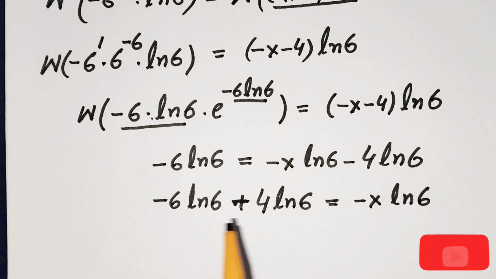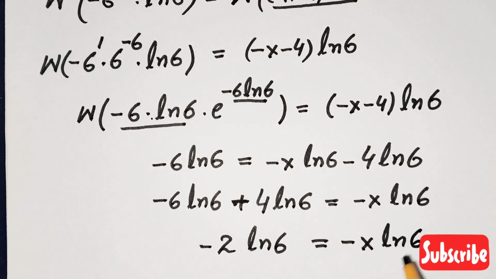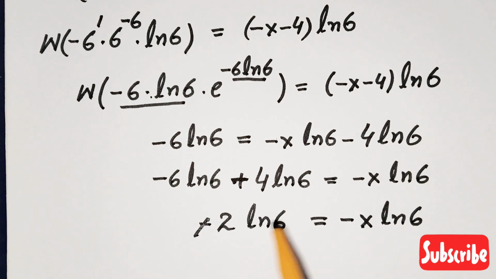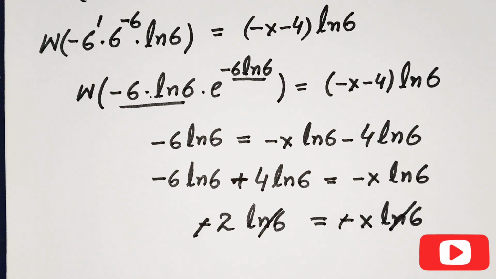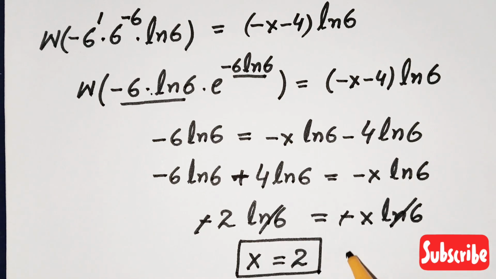Here minus 6 plus 4, we just write minus 2 natural log of 6, which is equal to minus x natural log of 6. Here cancelling this negative sign on both hand side, so log 6 can be cancelled out with log 6, so x will be equal to 2. It is our final answer, it is our value of x.